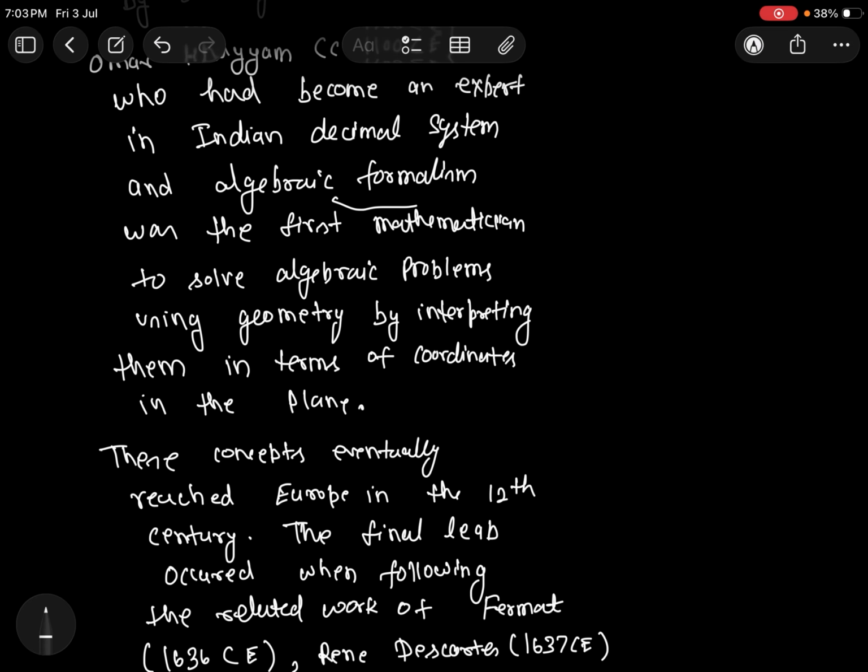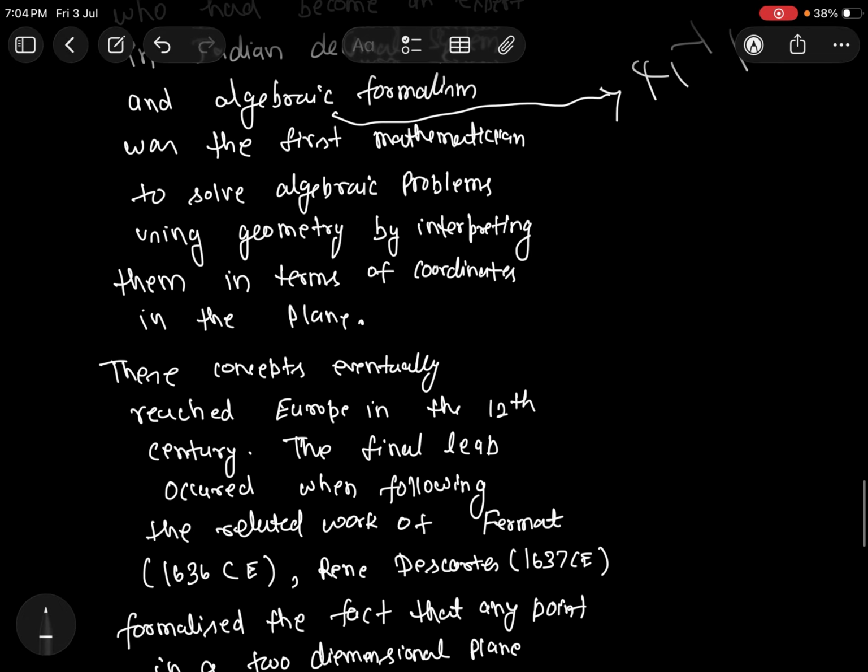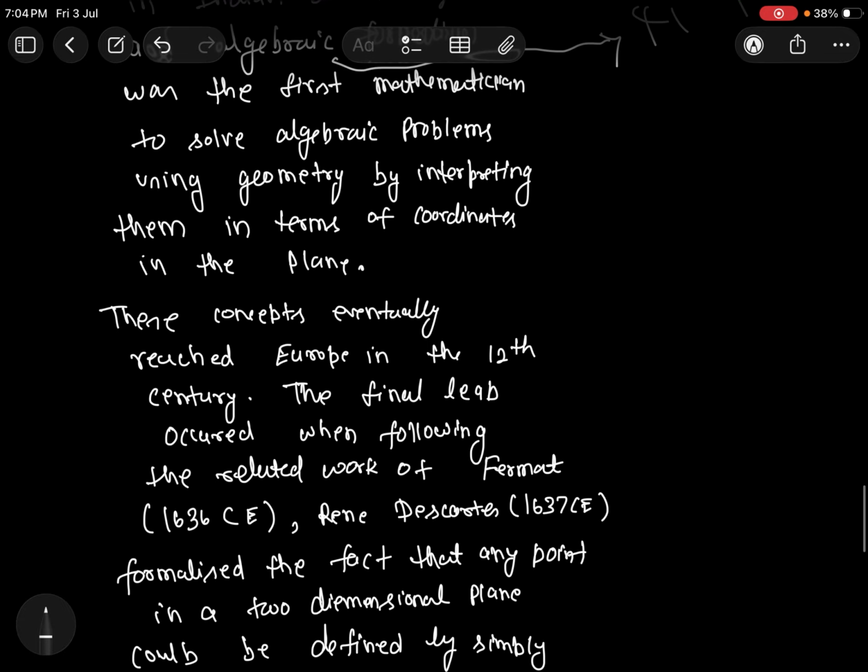Algebra means the branch of mathematics where we replace numbers by the use of symbols like x, y, z. We use these symbols for the numbers in the equation in algebra. In the algebra chapter, we understand these things in a better manner. For us to solve algebraic drawing using geometric interpretation in terms of coordinates.